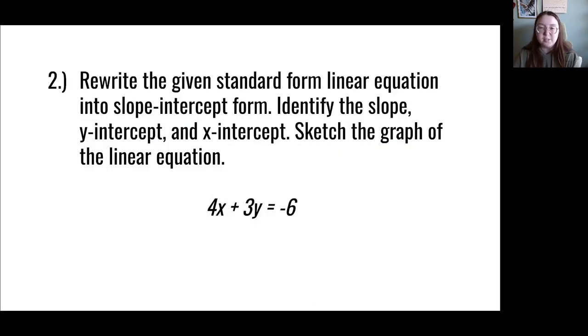So for example 2, we're going to pivot a little bit. We're rewriting the given standard form linear equation into slope-intercept form. We're going to identify the slope, the y-intercept, and the x-intercept, and then we'll sketch the graph of the linear equation. Our equation that we're using is 4x plus 3y is equal to -6. So let's go ahead and work this one out in our notes.